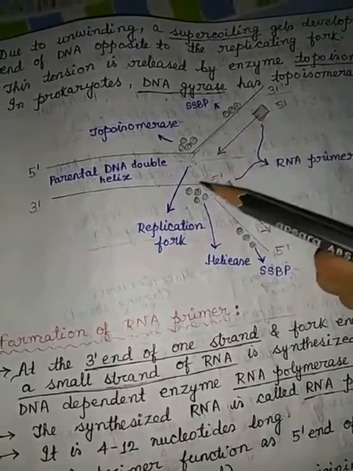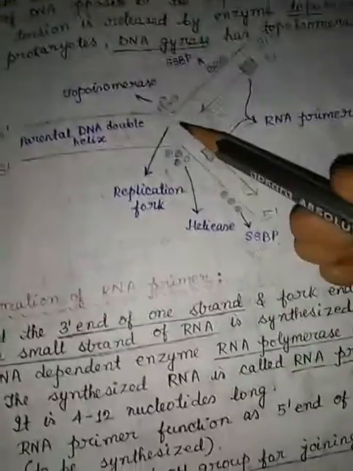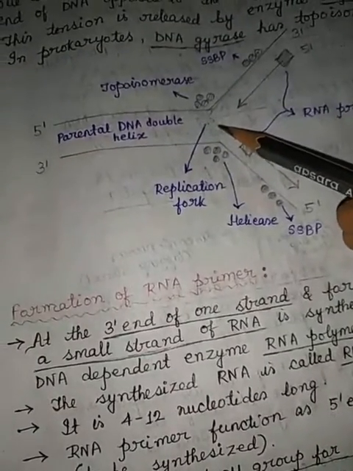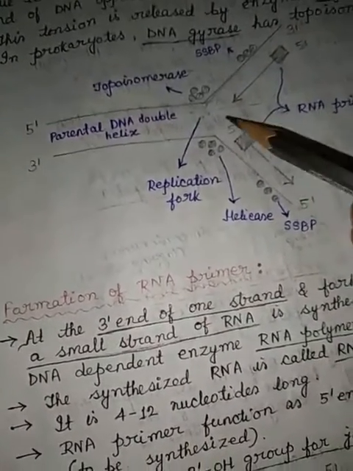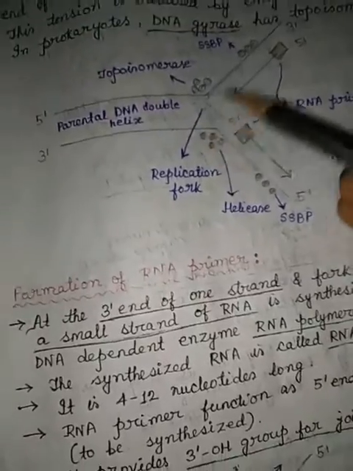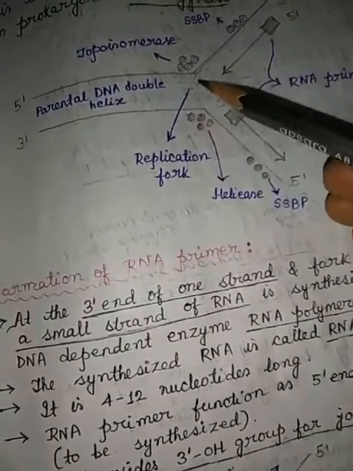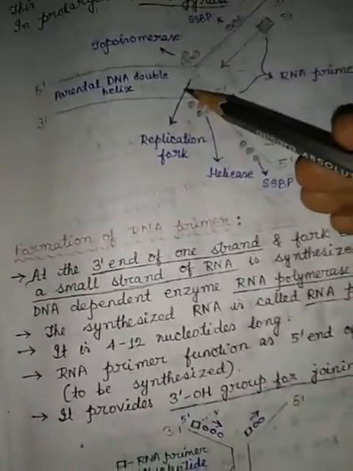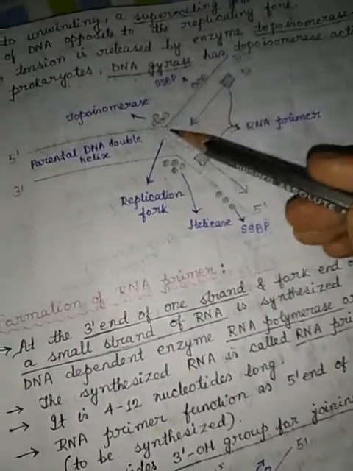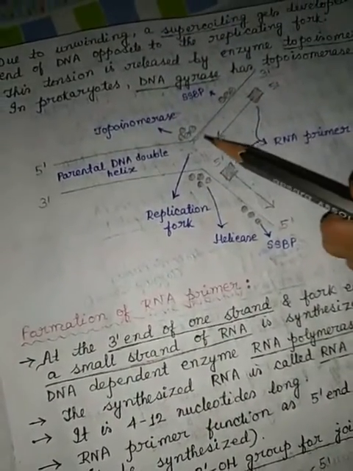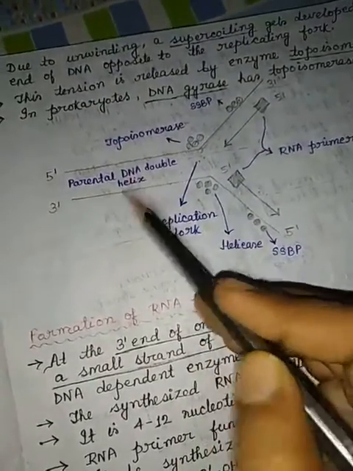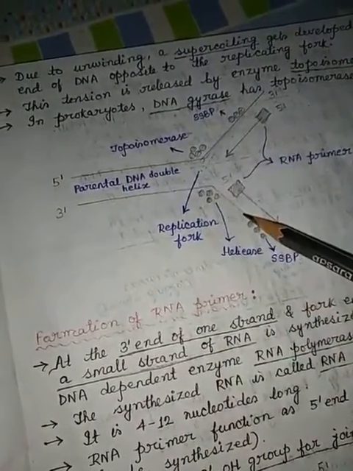This is one of the strands, this is the second strand, and at that point it looks like a Y-shaped structure when it is opened. That's why it is called the replication fork. Clear? Replication fork. And when the DNA strands are exposed, the parental strands, the original DNA strands, first strand and second strand, become exposed in this way.